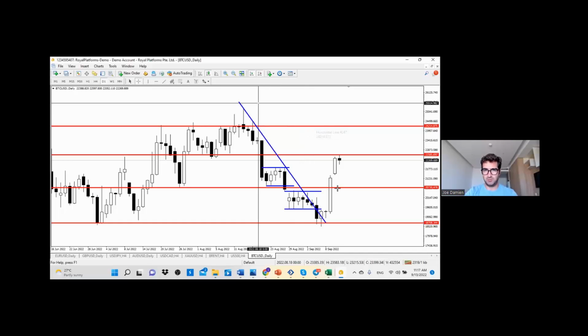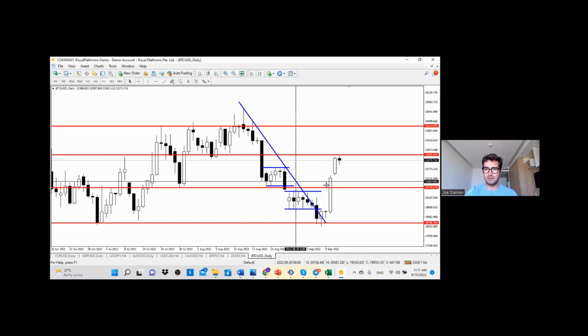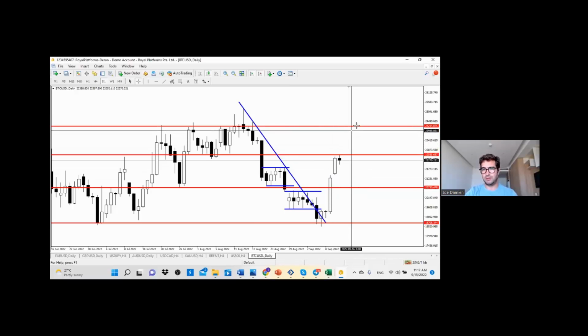We have a breach of the bearish trend line, big bullish bars, reversal. We can see that the market closed above all these previous lows. You can see the market closed above them, and the market is heading all the way up until the 24,000 level. So this is it for today's session.